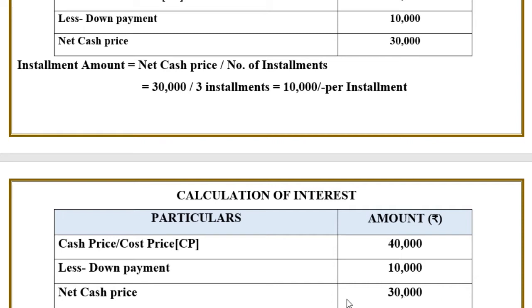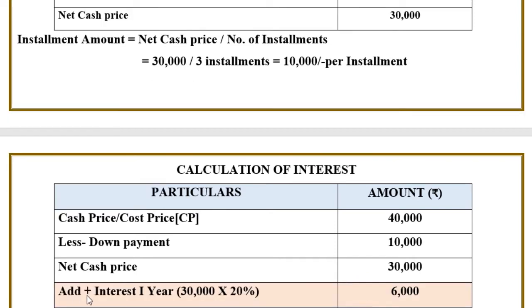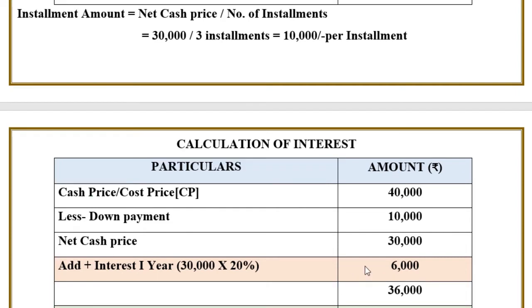Now let us calculate interest. First, add the first year interest. What is the rate of interest here? 20%. What is the balance amount Praveen should pay? That is 30,000 rupees. Therefore 30,000 at 20% gives you 6,000 rupees interest per annum. For one year it comes to 6,000 rupees. Therefore Praveen now has to pay 30,000 plus 6,000, that is 36,000 rupees.